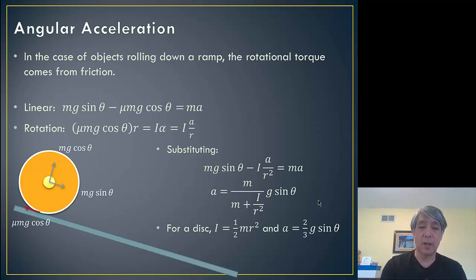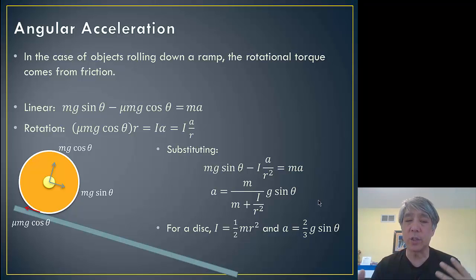So in angular acceleration cases, in cases where the object is rolling down a ramp, the rotational torque comes from friction. If it's a frictionless surface, sometimes you need to be a little bit careful. They might try to trick you on that. If there's no friction, there's no torque. So in this case, as the object rolls down, the linear equation is still force of gravity, mg sine theta, minus the friction, mu mg cosine theta, mu fn. And that's going to equal mass times acceleration.